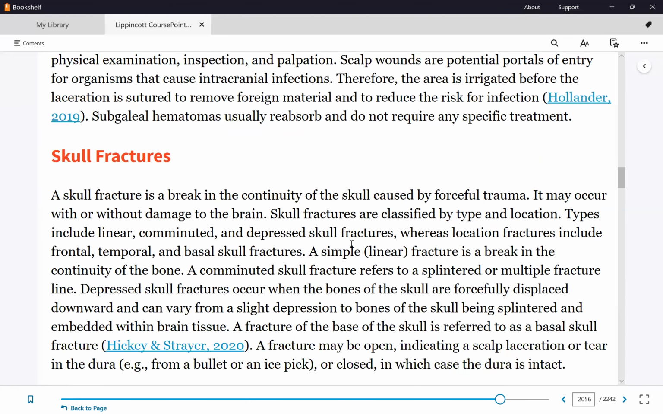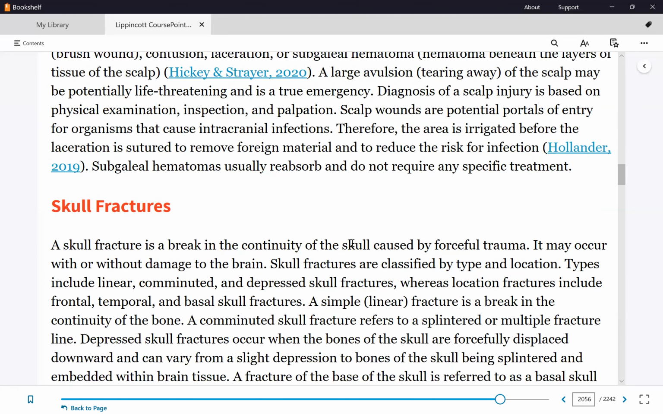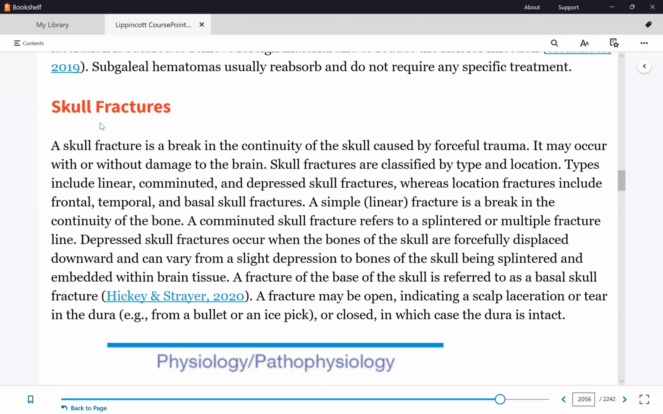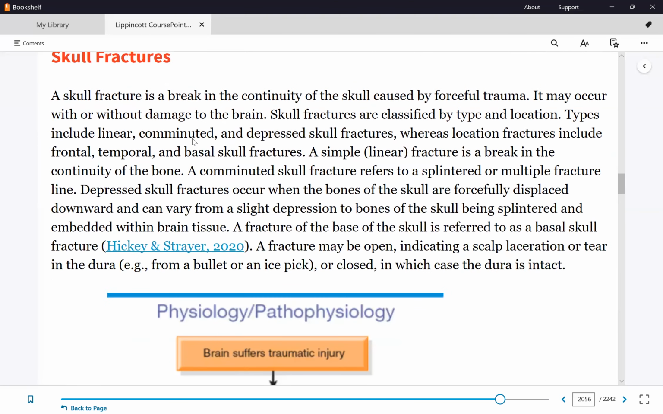Yeah, I didn't realize until then that scalps are very, very vascular. They bleed a lot. Skull fractures, there are two types here. You can either have a displaced or non-displaced fracture, meaning open or closed.